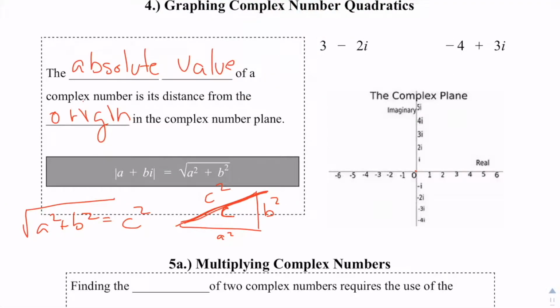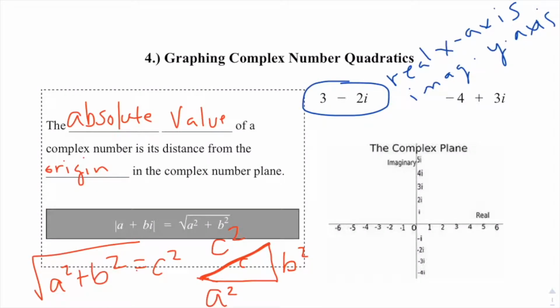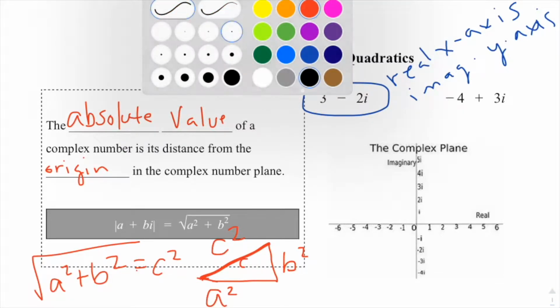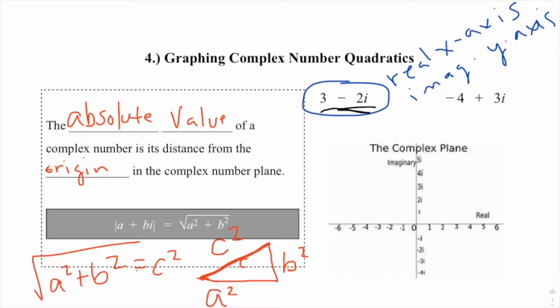If you remember from Tier 1, we graph real numbers on the x-axis, and we graph the imaginary numbers on the y-axis. To graph this complex number here, the 3 minus 2i, we're going to come on the x-axis, which is the real axis. We're going to come over 3, just like we did in Tier 1, and then down 2 units on the imaginary axis, and our point's going to go about right here.